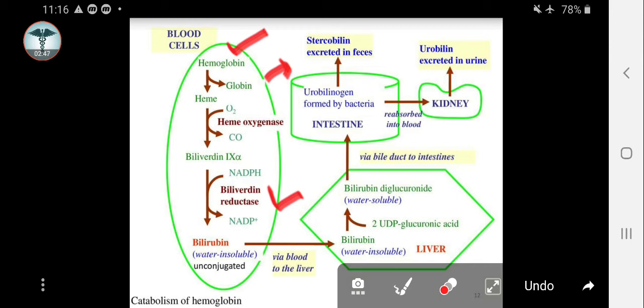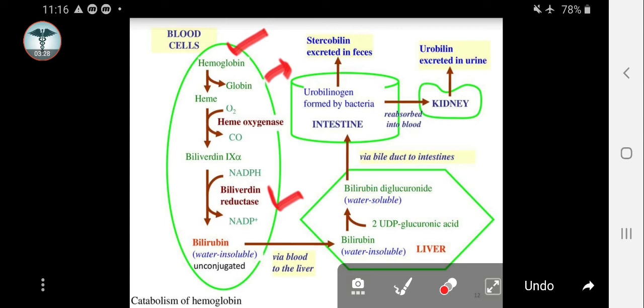Now as this bilirubin is transported to the hepatocytes, in the hepatocytes the bilirubin is combined with two molecules of glucuronic acid in the presence of an enzyme called glucuronyltransferase. The end product formed is bilirubin diglucuronide. Now it is water soluble. It is called the direct bilirubin. It is called the conjugated bilirubin. Now it is excreted through bile into the intestine.